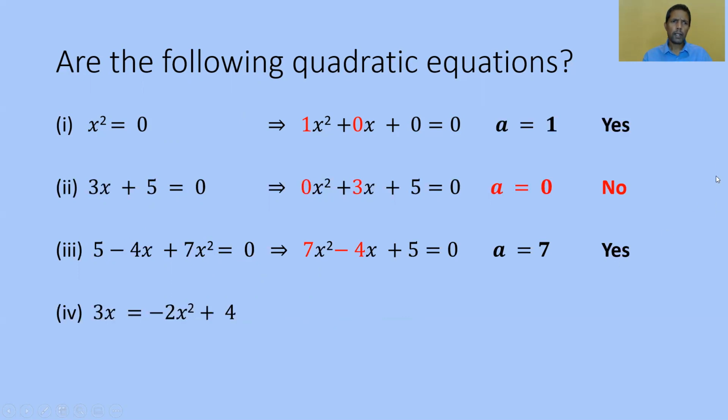Part 4, 3x is equal to negative 2x squared plus 4. Again, this is not in the form ax squared plus bx plus c is equal to 0. So we rewrite the whole equation, sending all terms to one side. Starting with negative 2x squared, we have 2x squared plus 3x minus 4 is equal to 0. So here a is equal to 2. Therefore, 3x is equal to negative 2x squared plus 4 is a quadratic equation.